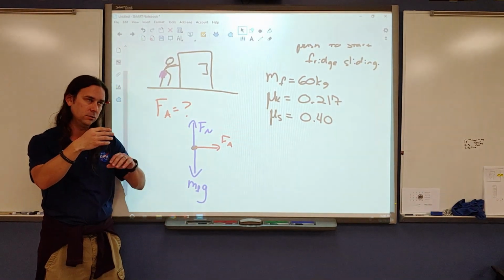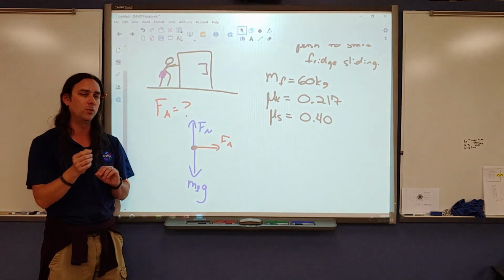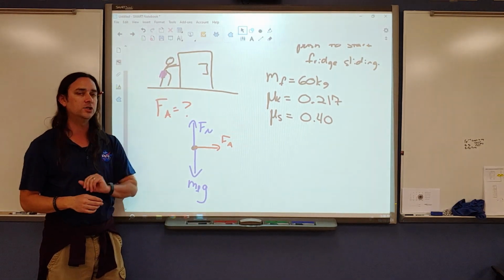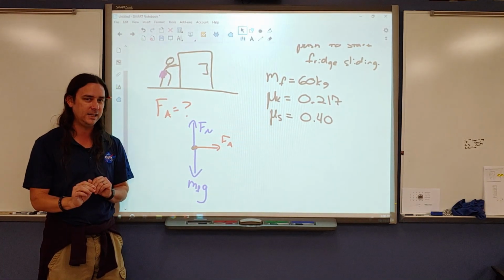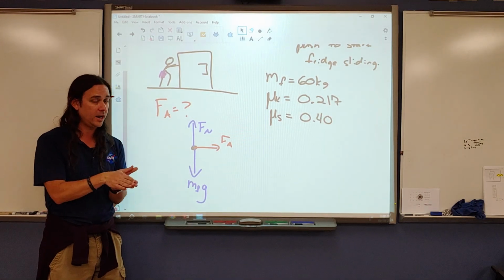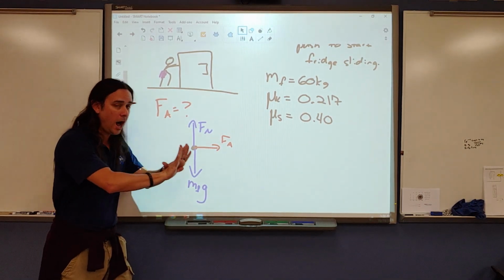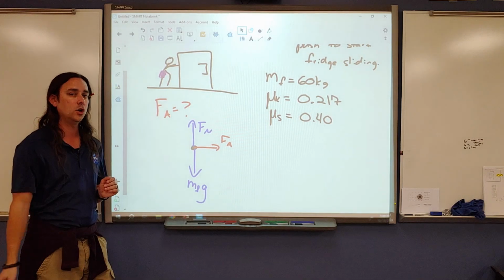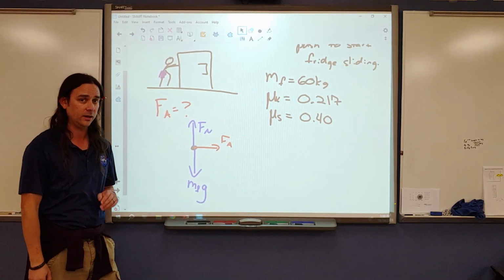I mean, it's not wrong in this instance, but it will not always be right. The fridge is not yet sliding. So since there is not any sliding, but I'm trying to slide it, that is our clue that we are actually dealing with static friction.